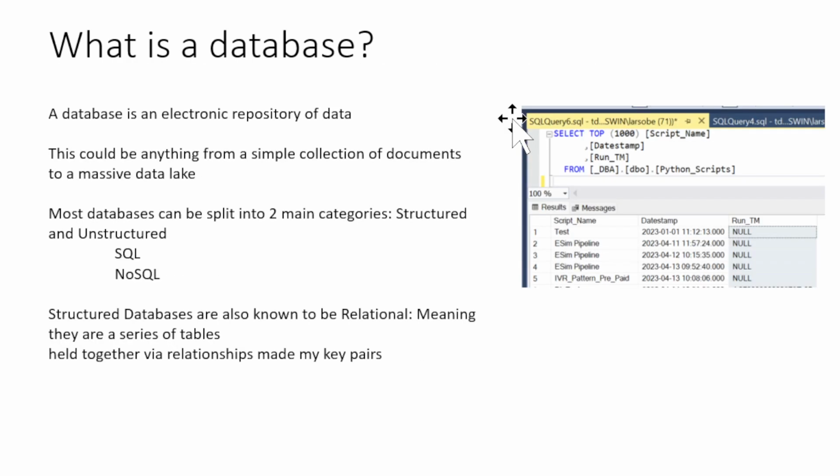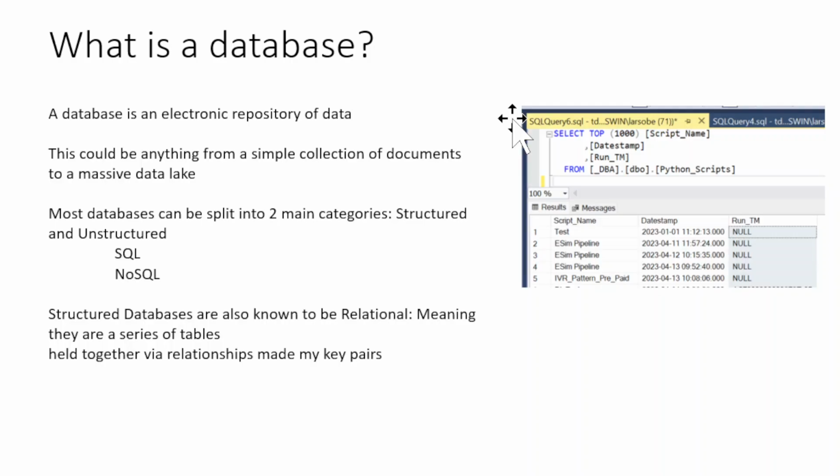Okay, so the very simplest thing I can say to you is a database is an electronic repository of data. This could be anything from just a collection of documents to a massive data lake. And another phrase they commonly use now, one of the most modern architectures, is called the data lakehouse. Most databases can be split into two main categories, structured and unstructured, also called SQL and NoSQL. We'll explain that in a little bit.